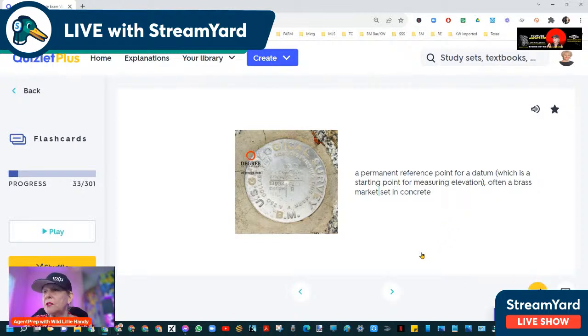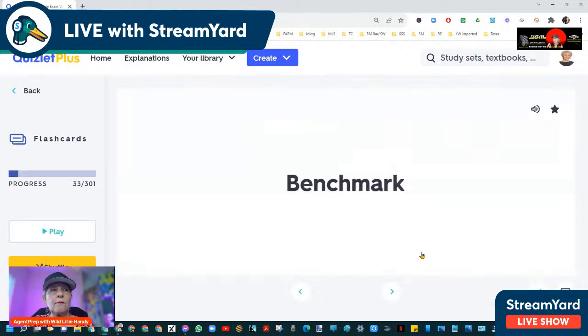It's not responding. A benchmark. And yes, it could be like a monument. So very good, Rosaura. A benchmark. A monument point. I was thinking of the word monument. But yes, it is called a benchmark.